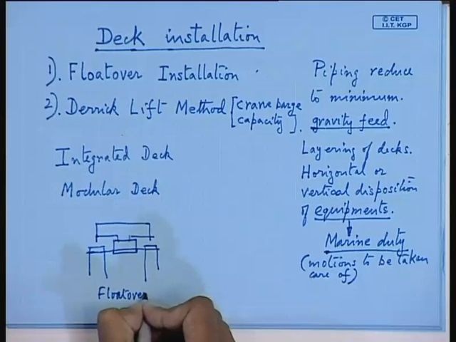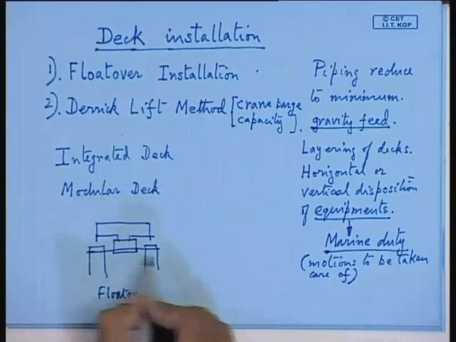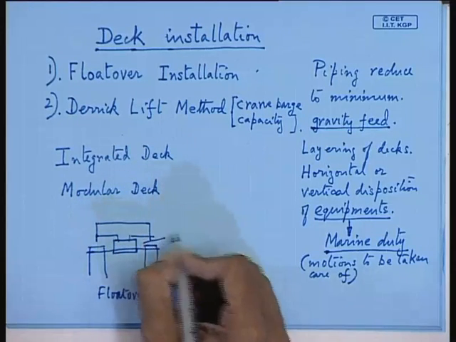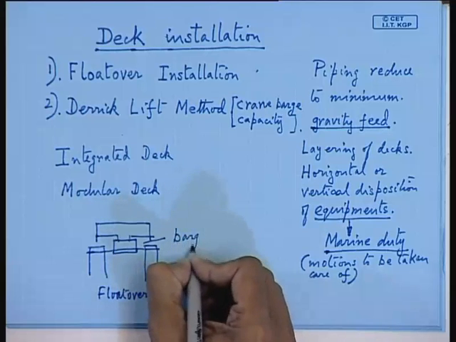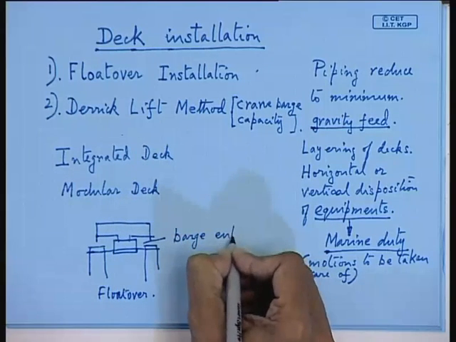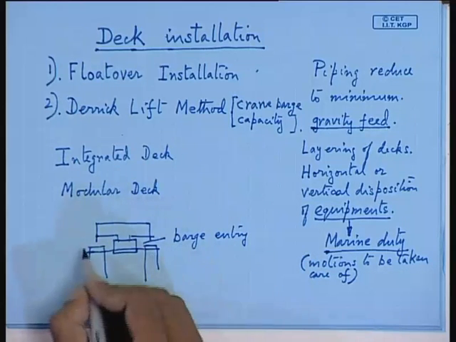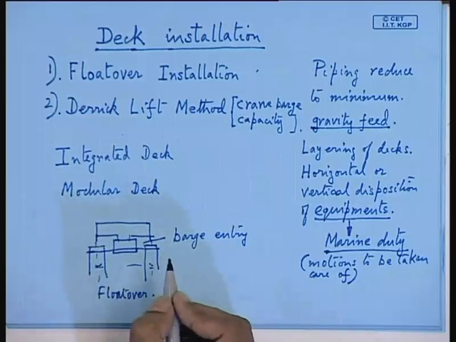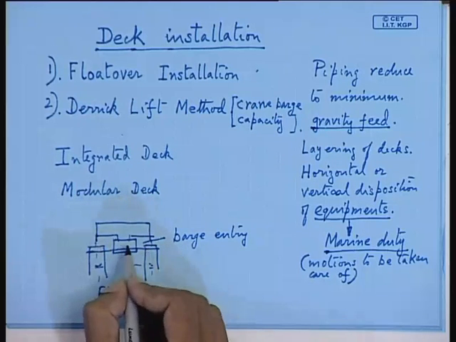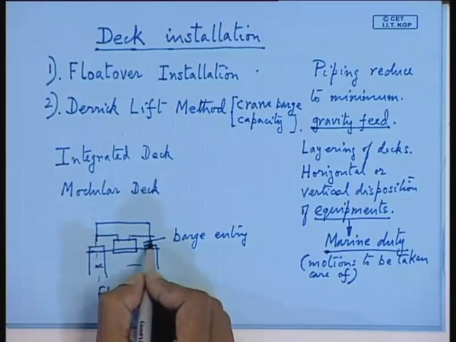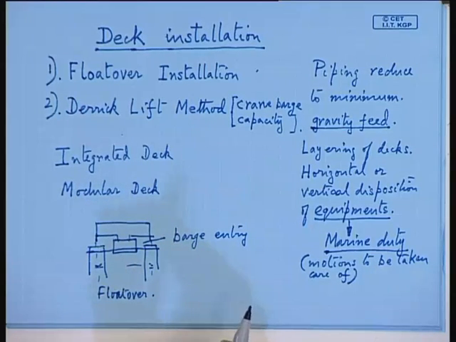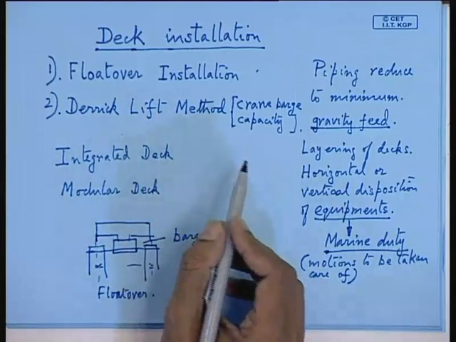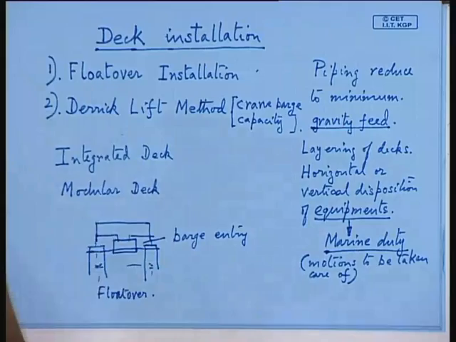Now, if you design for the float-over method, the column spacing has to be made in such a way that barge entry is possible. Then you space the columns in such a fashion that your barge can enter, and then it can deballast and position the deck on top of the columns. So this is called a float-over method. The other method, of course, is much more simple. Now, float-over also has two types.